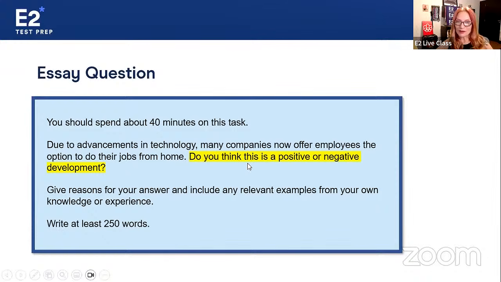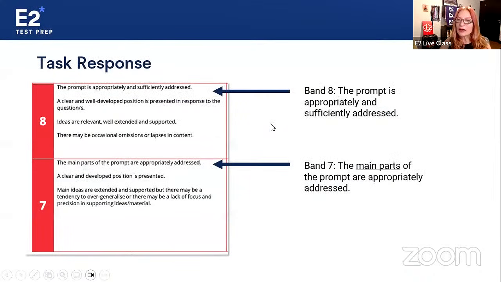So do you think this is a positive or negative development? Now, the prompt is appropriately and sufficiently covered. That's a band 8. If you're aiming for a 7, you should always look ahead to an 8, because then you'll be better prepared. So the main parts for a band 7 says main parts of the prompt are appropriately addressed. So the difference between the 7 and the 8: the 7 is the main parts are appropriately, and 8 sufficiently, appropriately and sufficiently. So you still have to choose one, certainly, because of the or.